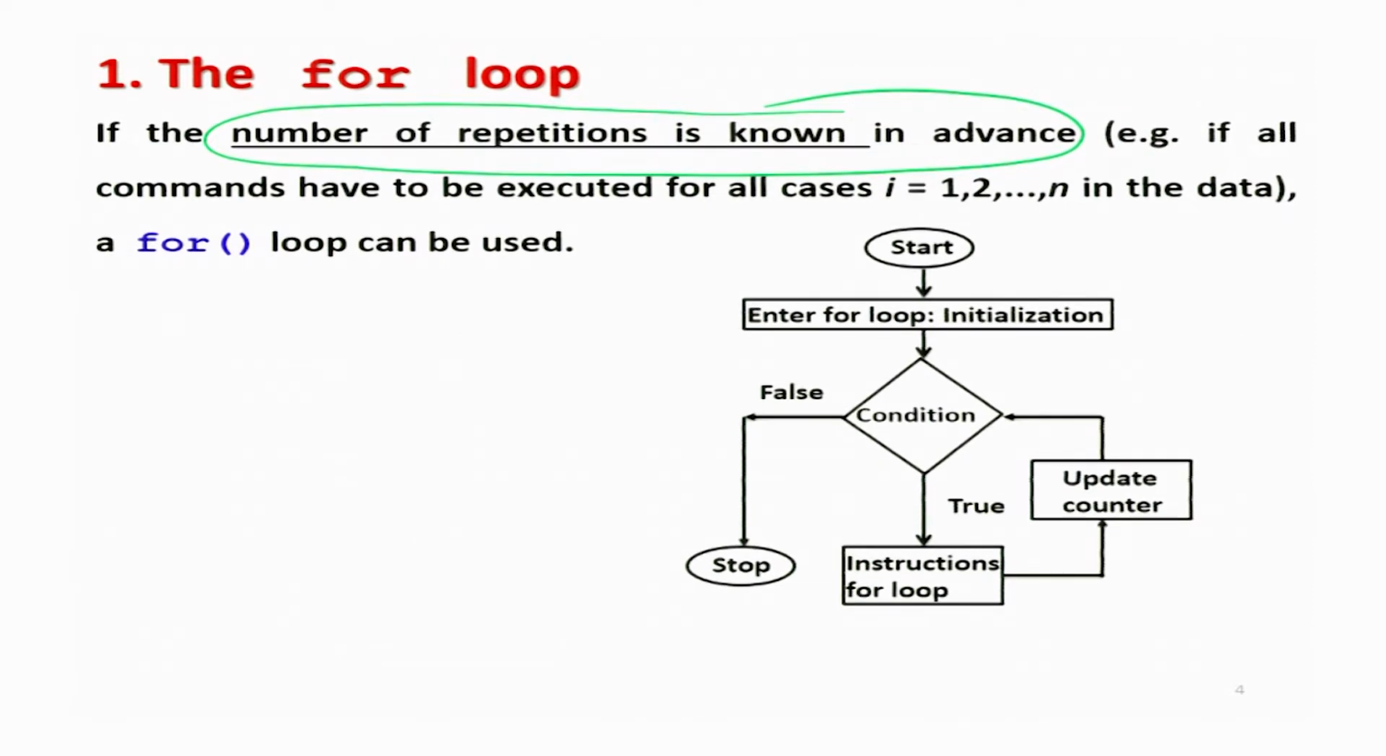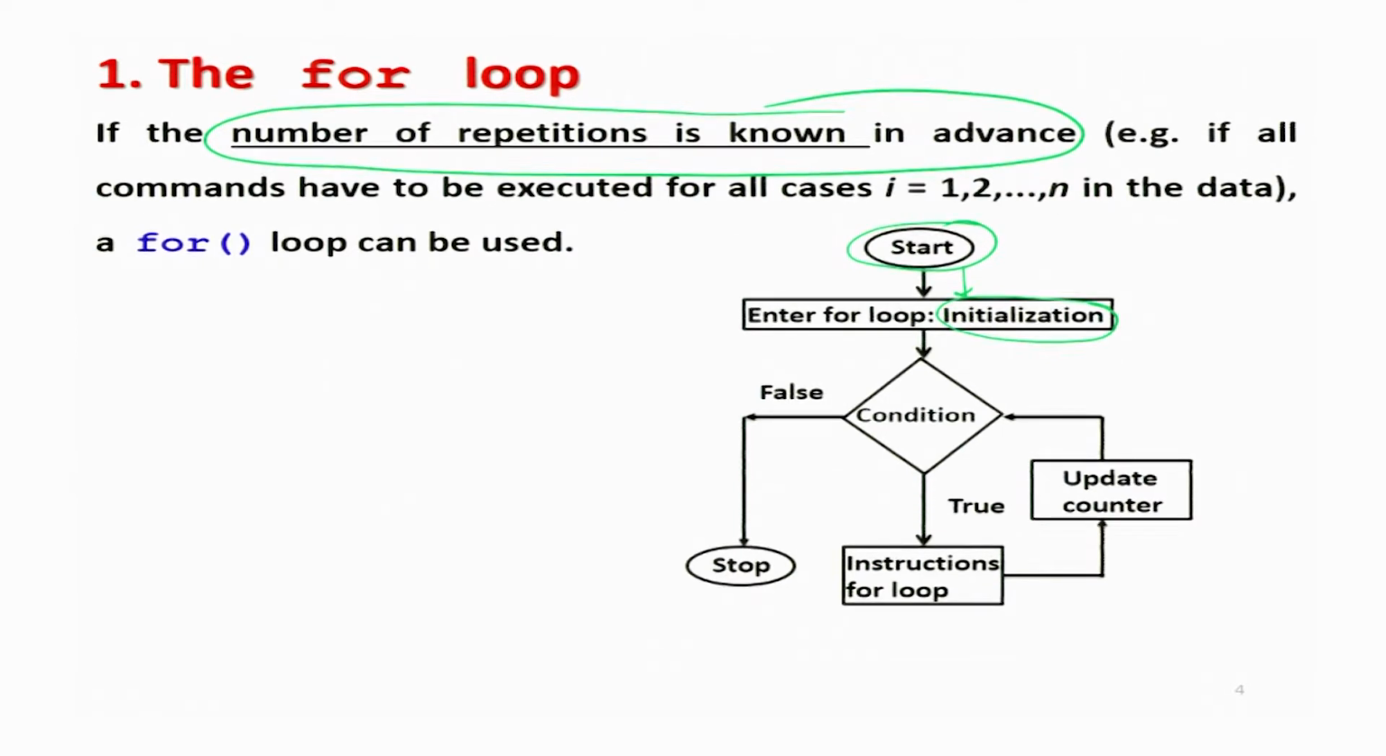The flow chart of this for loop is like this: we start and we enter into the loop. Whenever you start the loop, you first have to initialize it. Initialization means something like setting the counter at 0, or setting the counter at a point from where you want to measure.